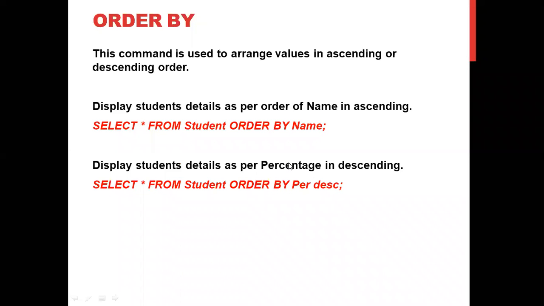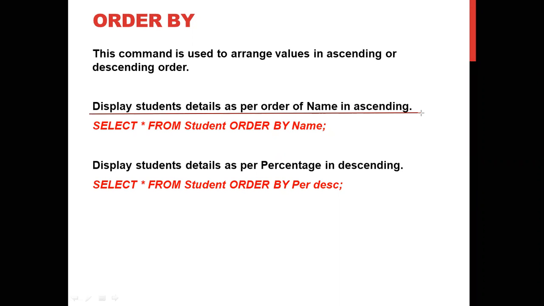Then the next one is the clause, which is the ORDER BY clause. This clause is used to display the data in ascending or descending order with the help of a particular attribute. If you want to display all the information according to name, either ascending or descending, then we are using this clause. In this question, display the student details as per the order of name in ascending order. It means first we want to display all details.